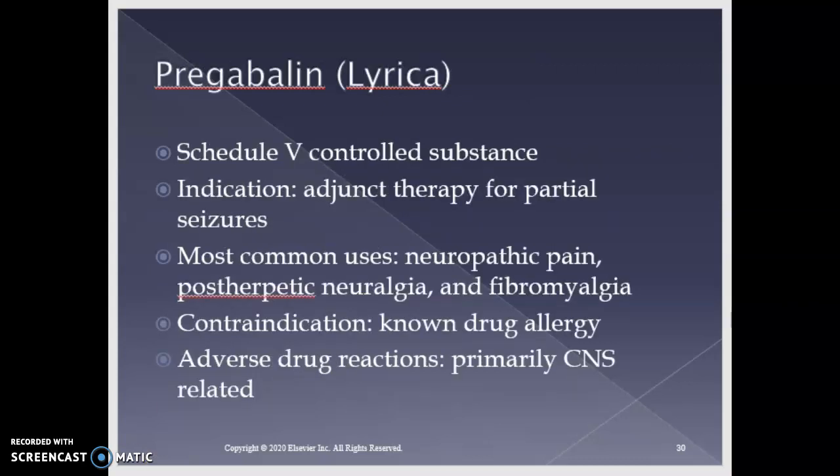With pregabalin or Lyrica, this is a Schedule 5 controlled substance. We see it typically ordered more commonly for neuropathic pain like fibromyalgia or postherpetic neuralgia, but it is an adjunct therapy for partial seizures. The contraindication for it is a known drug allergy, and it primarily has central nervous system related adverse drug reactions.